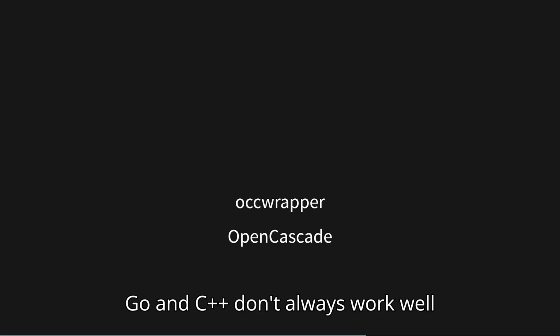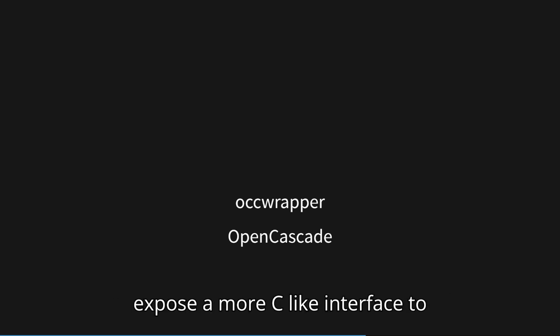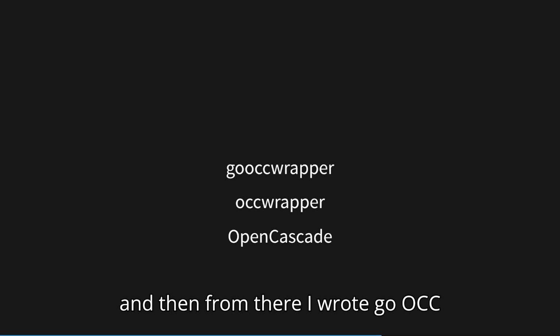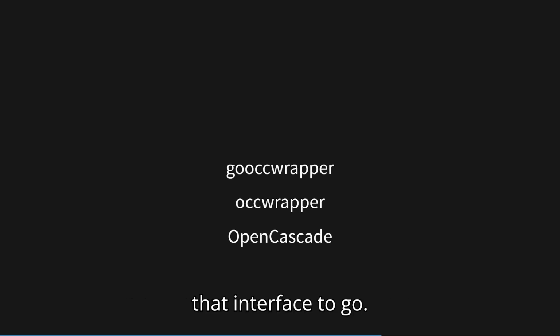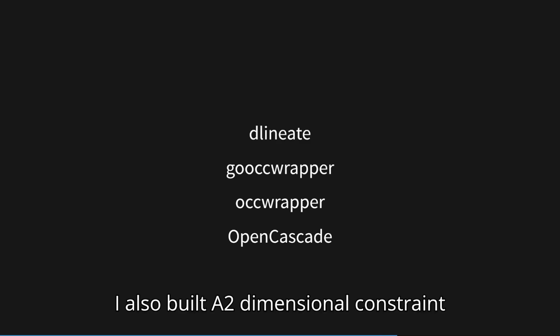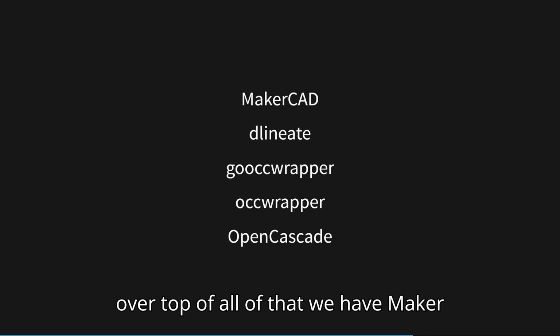Go and C++ don't always work well together. I wrote a wrapper that would expose a more C-like interface to OpenCascade. And then from there, I wrote Go OCC wrapper over top of that to expose that interface to Go. I also built a two-dimensional constraint solver called Delineate. And then over top of all of that, we have MakerCAD.